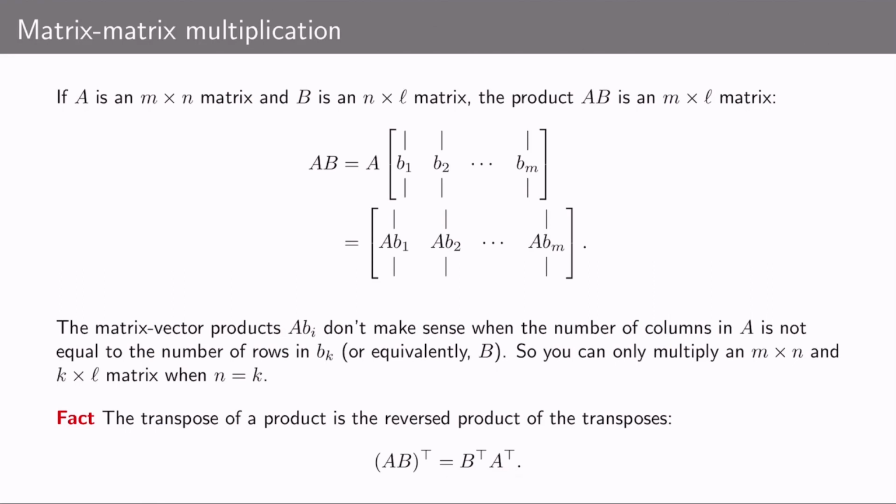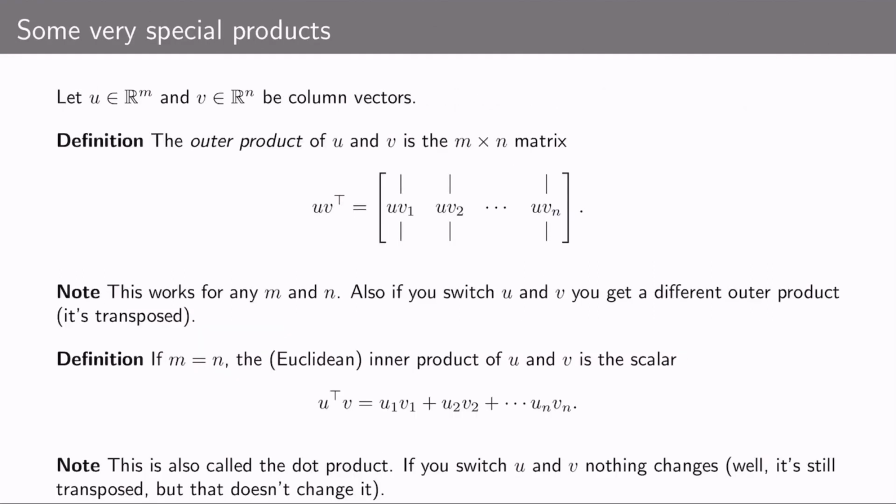If I have a couple of column vectors, u in Rm and v in Rn, I can construct a couple of very special products using these column vectors. The first is the outer product, and the second is the inner product. So to construct the outer product, I'm going to take u and v, and I'm going to multiply u times v transpose. Now you'll note that u is a column vector, and v transpose is a row vector, and so the result will be an m by n matrix.